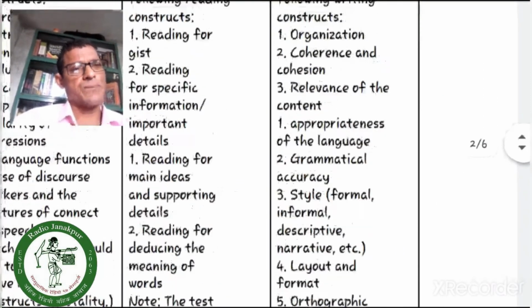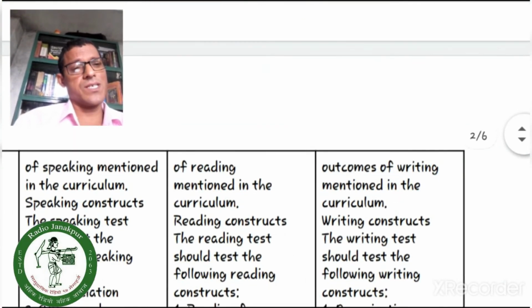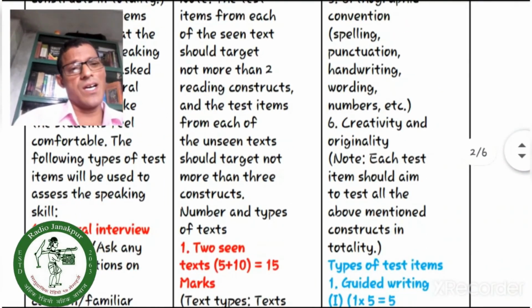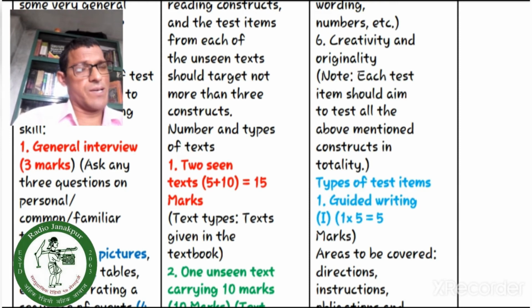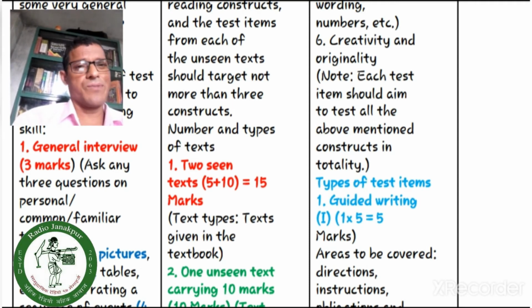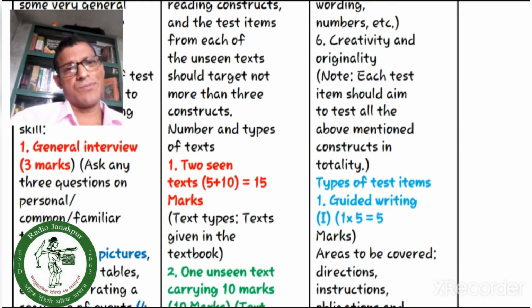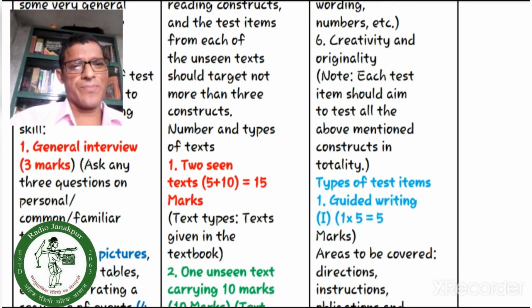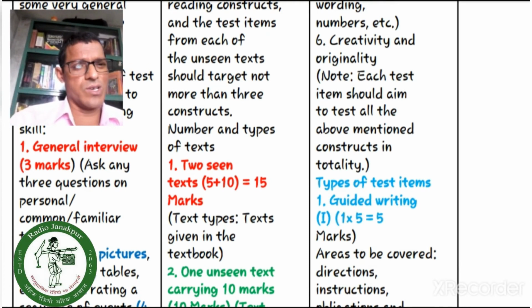Now I'm talking about writing skill, and as I have said, a 35 marks question will be designed for writing skill. To develop your writing skill, variety of guided types of writing are given in your book, with some clues and hints, and out of the hints we are asked to write. In the same way, in your final examination, guided writing will be there.